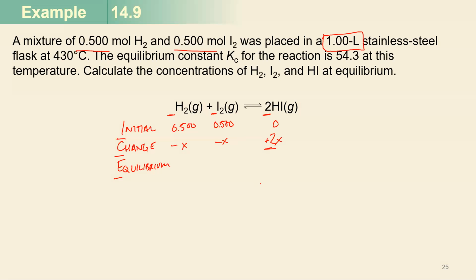Now this equilibrium line, I'm going to go ahead and write it in terms of x. And so now we have 0.5 minus x for H2. We have 0.5 minus x for I2. And 0 plus 2x is just 2x for HI.